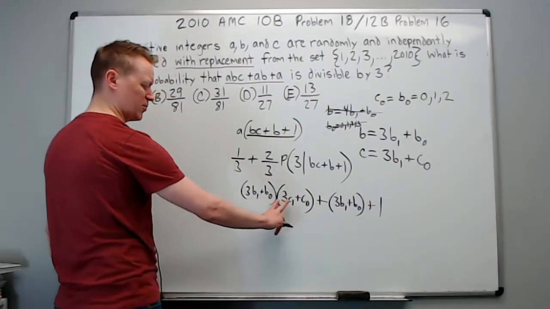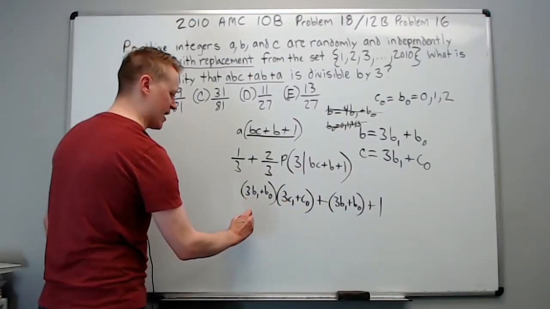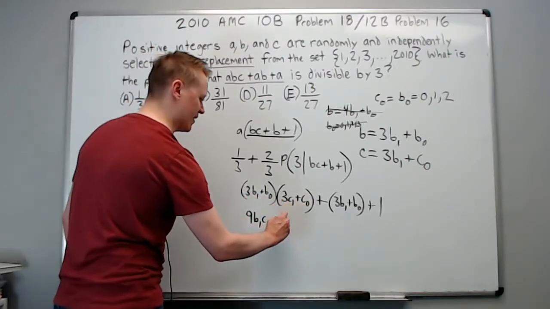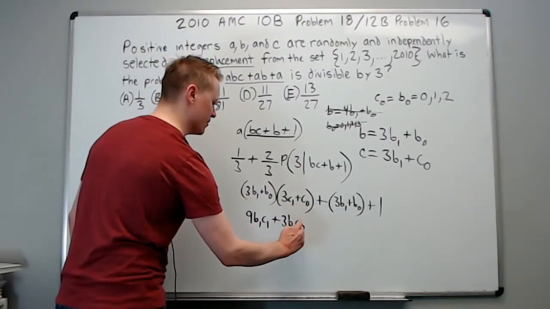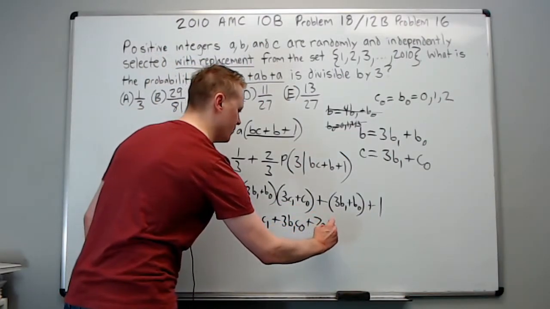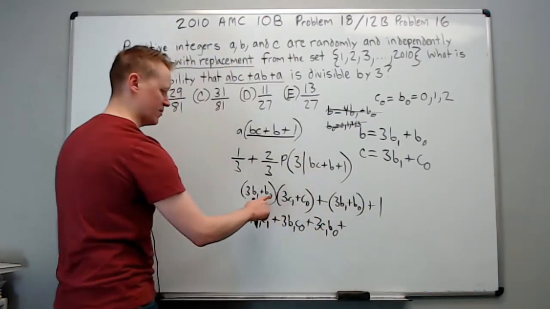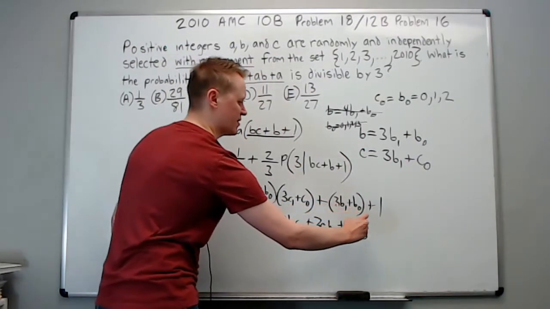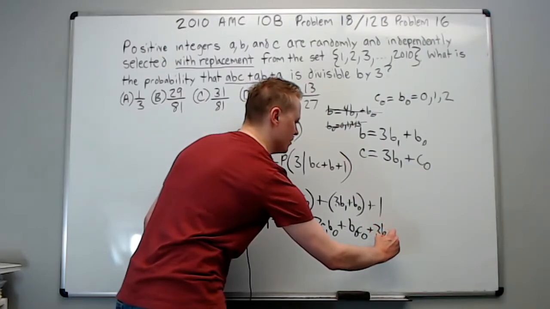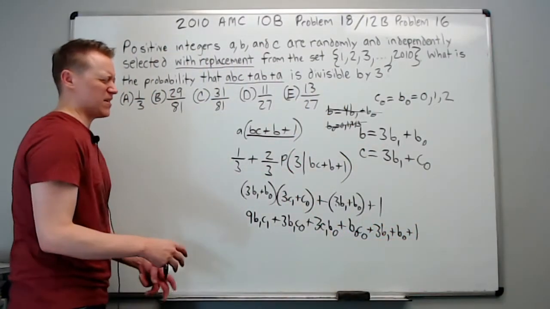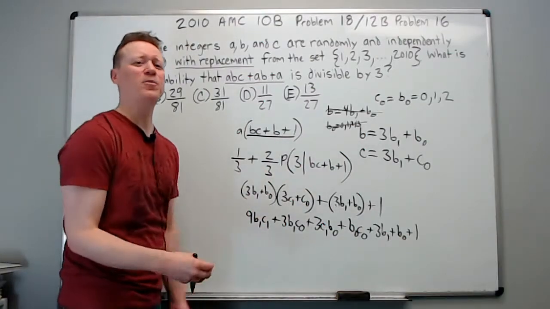So we're going to multiply this out. 3 times 3 is 9, b1, c1, plus this times that is 3b1 c sub 0. This times this is 3c sub 1 b sub 0 plus b sub 0 times c sub 0, and then plus 3b sub 1 plus b sub 0 plus 1. Okay, now you might be thinking, that looks more complicated. How does that help us?